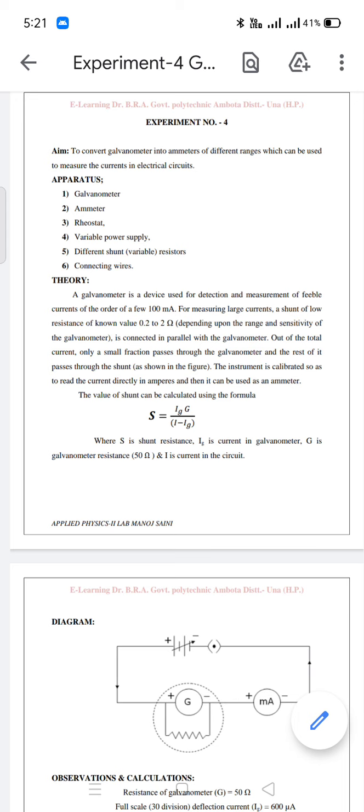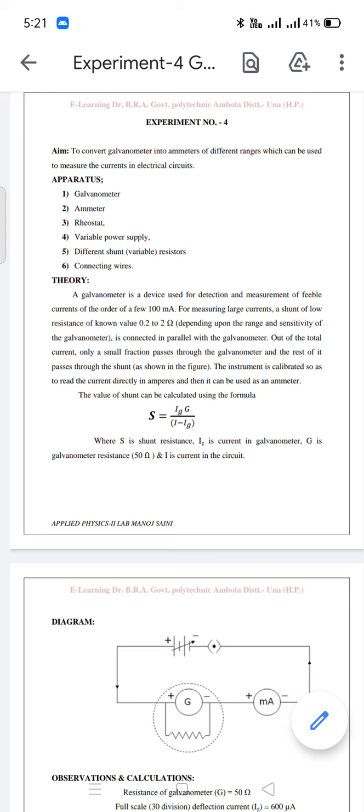If we want to measure current, we use the device ammeter. An ammeter is always connected in a circuit in series. Then a rheostat. A rheostat is a potential divider which divides the potential. Then a variable power supply to increase or decrease the value of the voltage and corresponding current.